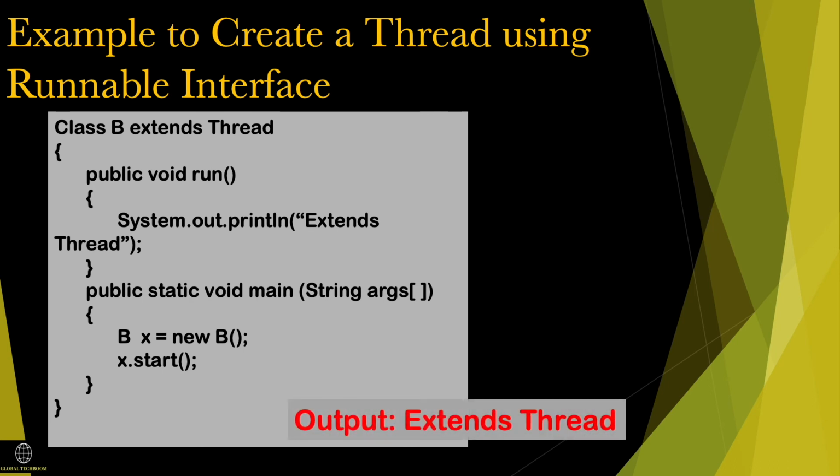The second way to create a thread is to create a new class that extends Thread, and then to create an instance of that class. The extending class must override the run method, which is the entry point for the new thread. It must also call start to begin execution of the new thread.